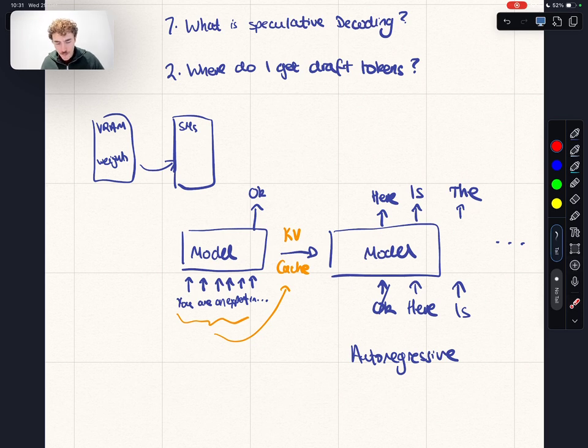So in speculative decoding, what we're going to try and do is introduce a level of parallelism into the decoding stage to speed it up and make better use of the resources that you're paying for each token.